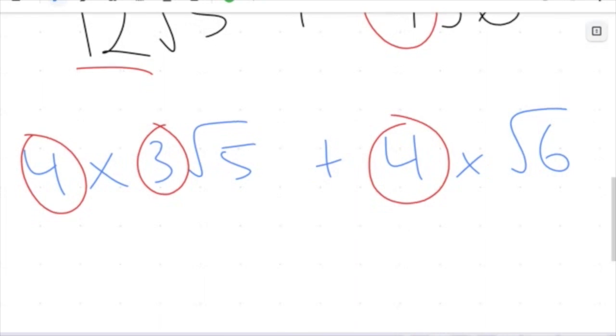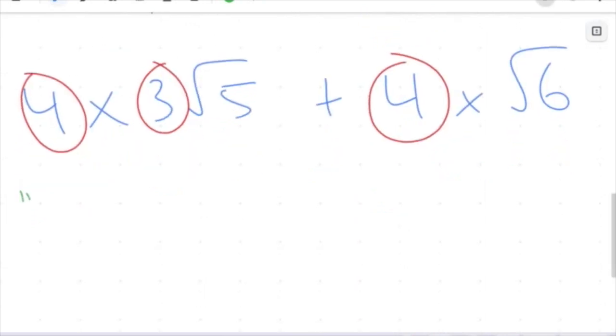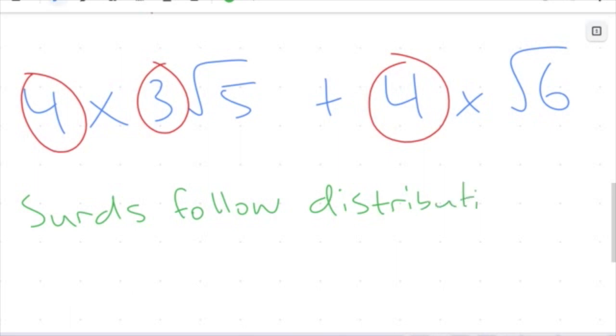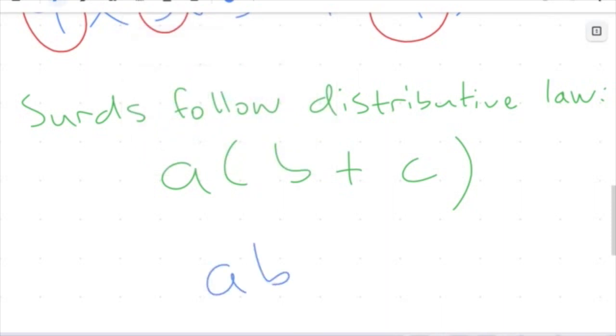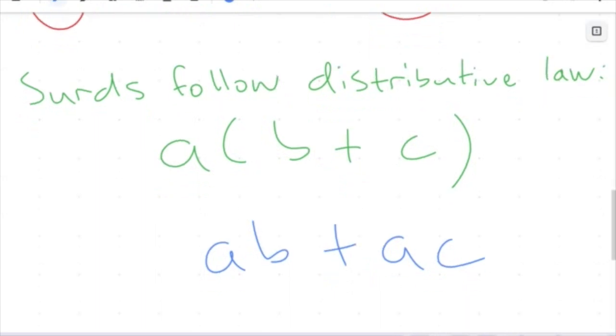So what that means is surds follow the distributive law. If I have A outside of B plus C, I'm going to get a product of the outside number with both of the inside numbers. So it works for algebra, it works for surds as well. Now, surds work as well with following the distributive law when we consider binomial products.